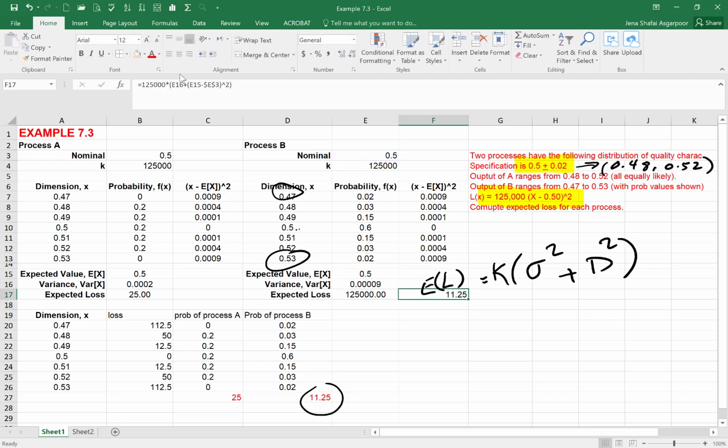So either way, we get the same answer. But as you can see, this process B is much more economical, even though the range of tolerance is exceeded in its production, but overall it makes more economic sense. Thanks.